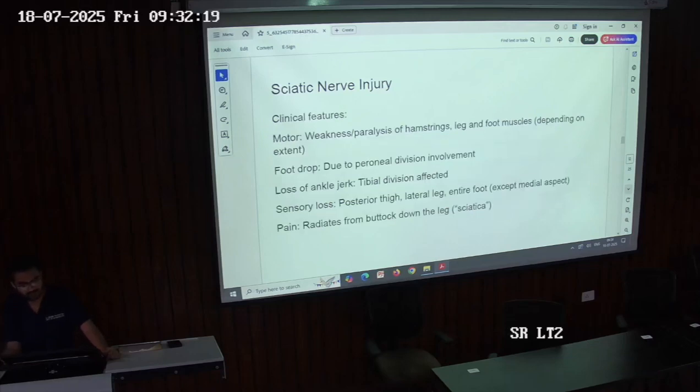Clinical features: weakness and paralysis of hamstring, leg and foot muscles, foot drop, again because the nerve goes on further and divides into the common peroneal nerve and tibial nerve. So this will also cause foot drop, loss of ankle jerk, sensory loss, and pain, which in layman's terms is called sciatica.